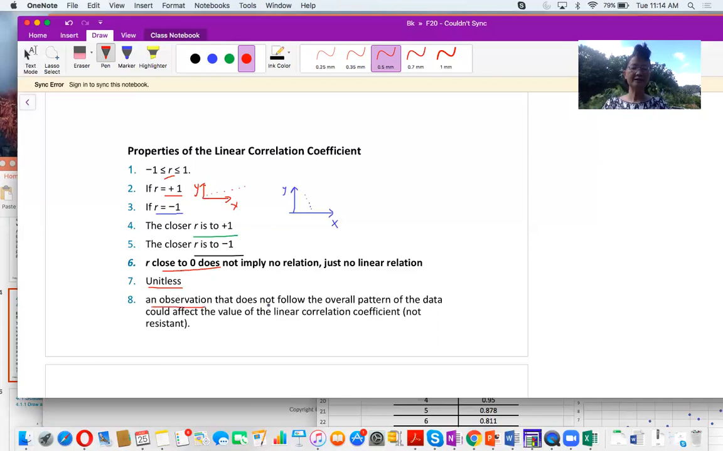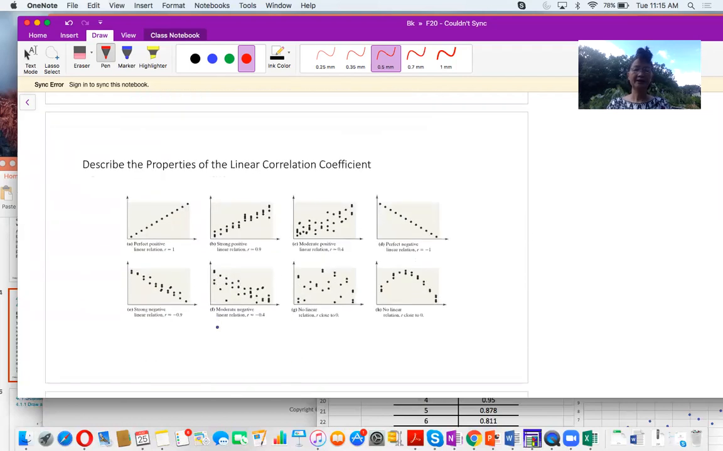If an observation does not follow the overall pattern of the data, it could affect the value of linear correlation. Because of this reason, we say linear correlation coefficient is not resistant, because an extreme number, very big number, or very small number could affect the value of linear correlation coefficient. So this is the diagram representing the properties of linear correlation coefficient.